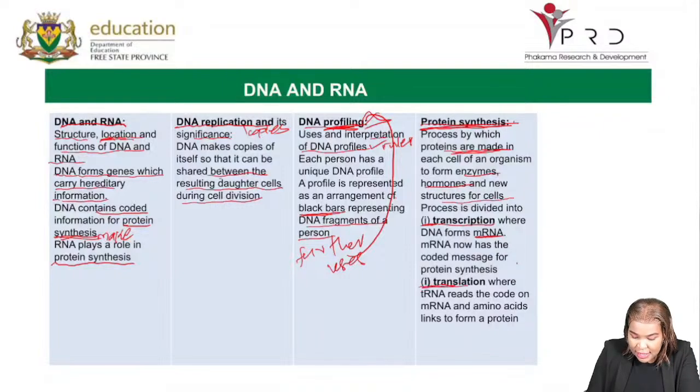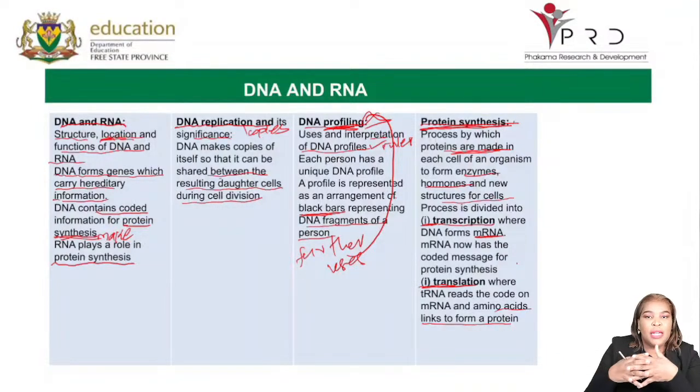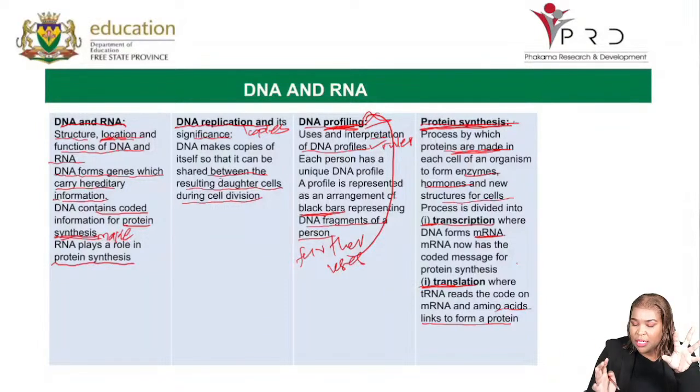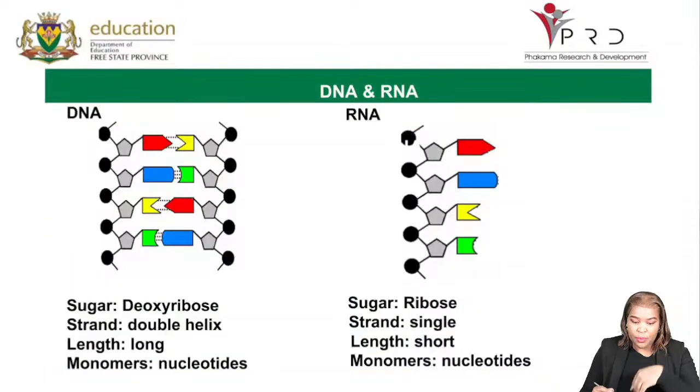And then the next stage is going to be translation. Where what is going to happen? Translation is whereby the tRNA is going to read the code from the mRNA and form amino acids which are going to link by peptide bonds and form a protein. So this is just on the surface. And your heart must be beating now, to say, do I know this process? So let us take a look at them in detail.